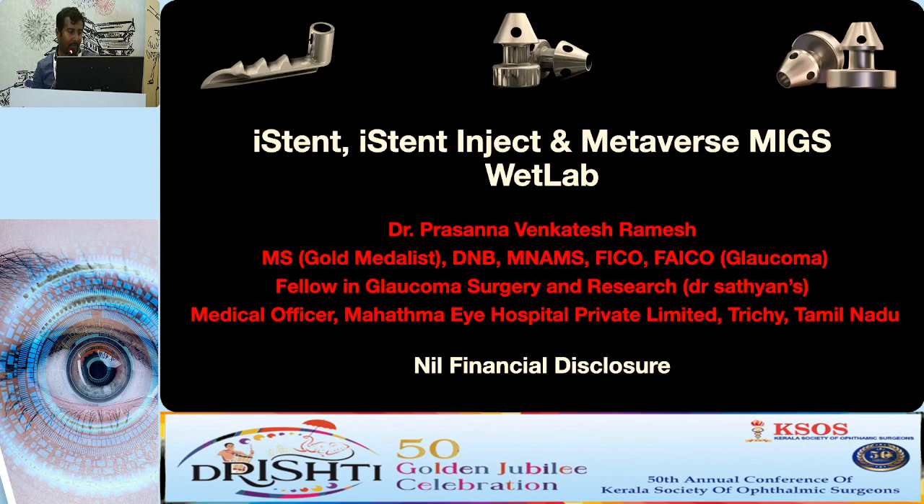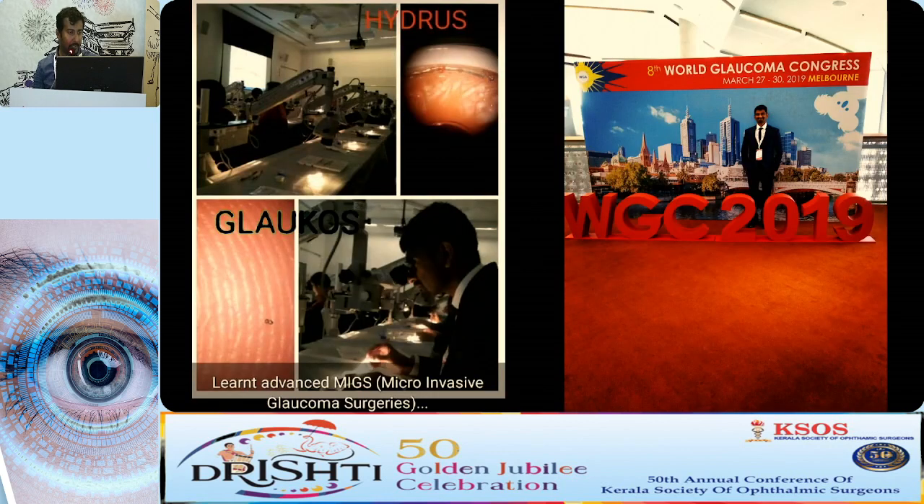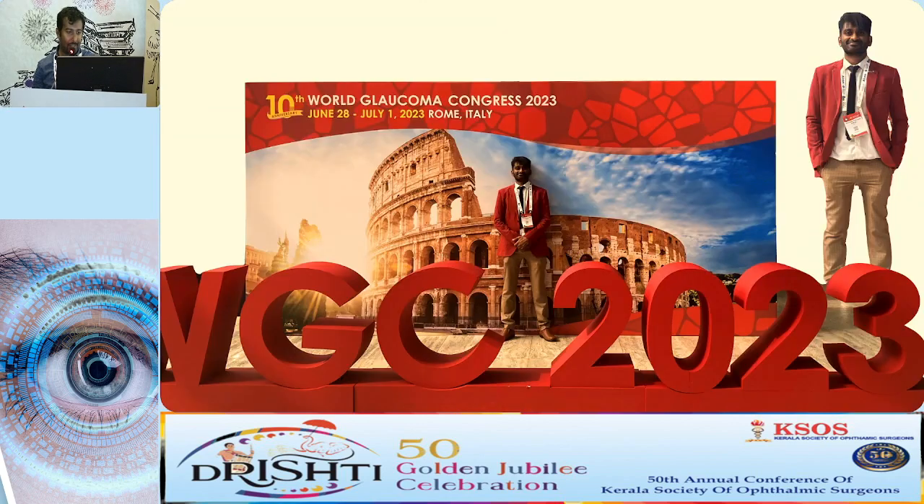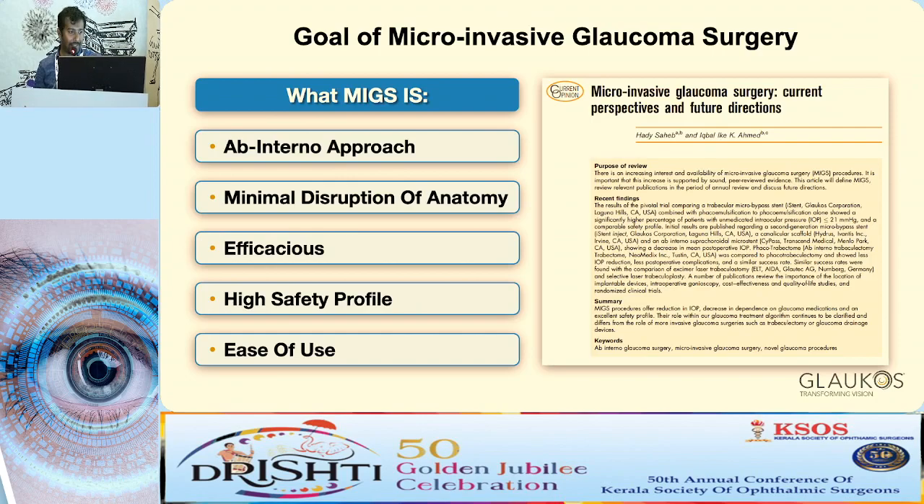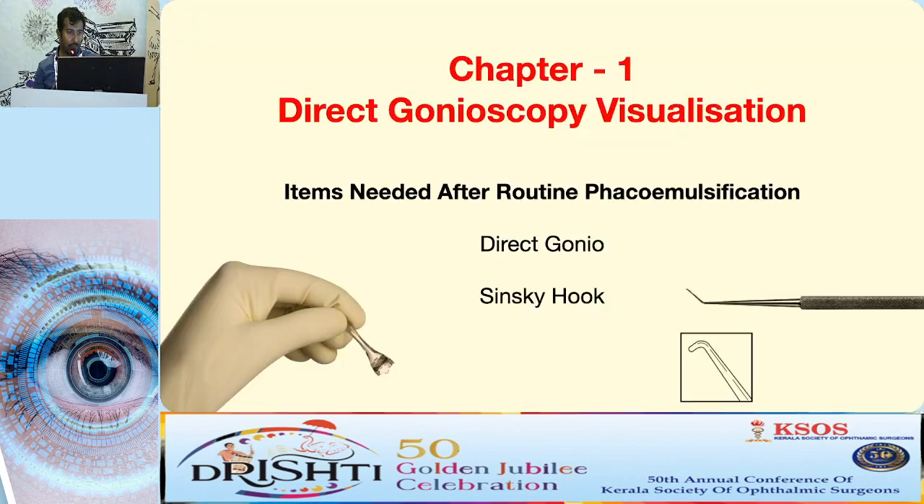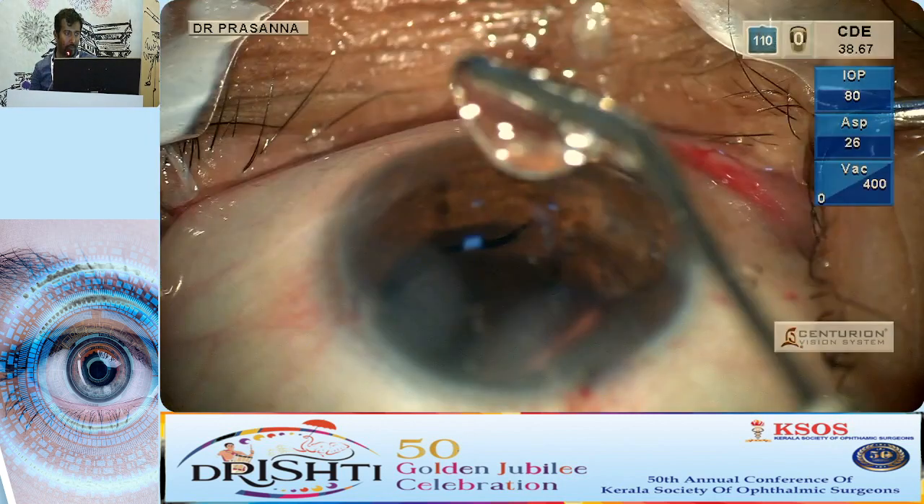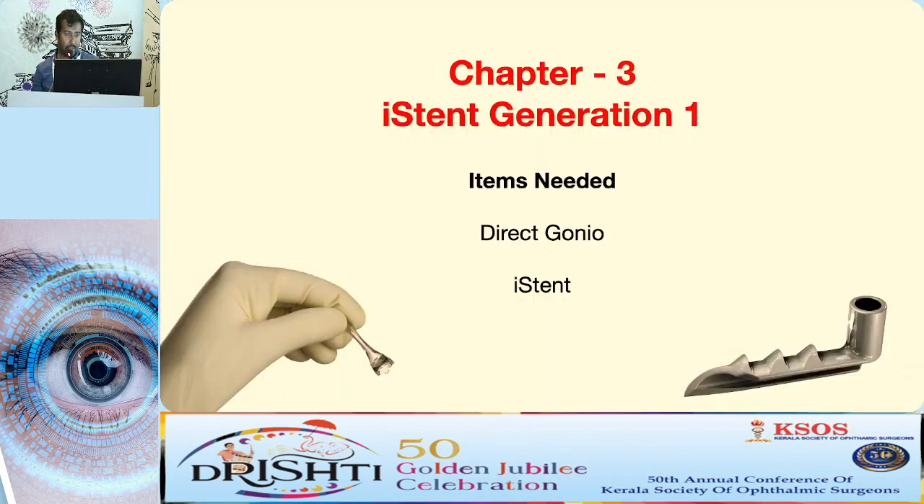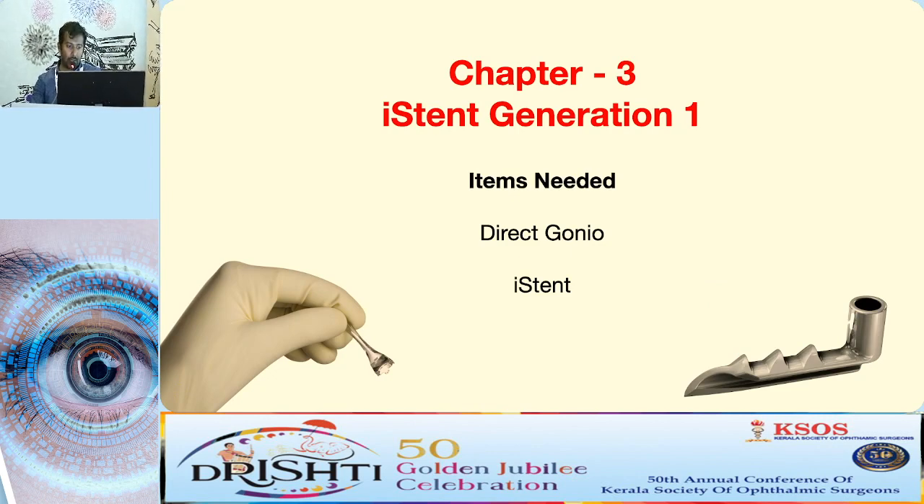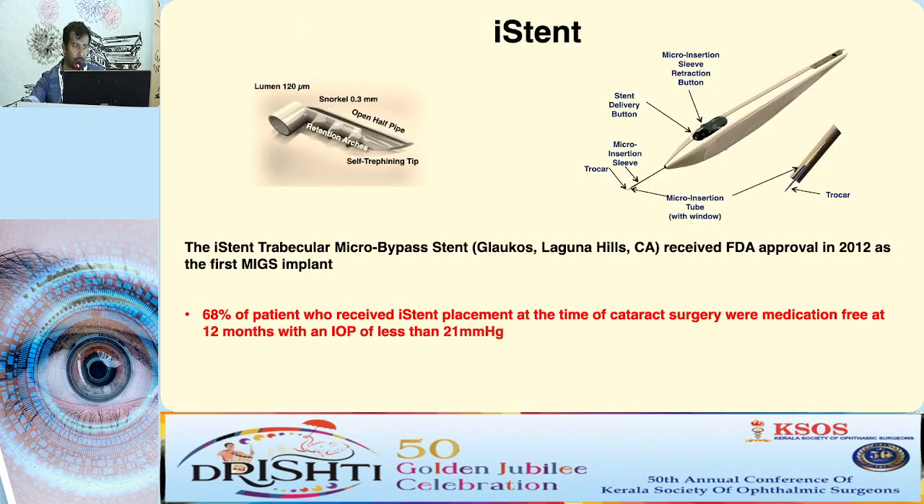Okay, so this is Dr. Prasanna Venkatesh. He has been to WGC 2019 and 2023 and researched on MIGS, and the first few slides are the intro slides which we have already seen. We will go to the first generation iStent, which looks like a snorkel. It has a lumen and a snorkel, and a self-trephining tip which is engaged into the nasal angle, and this is the injector which is used.